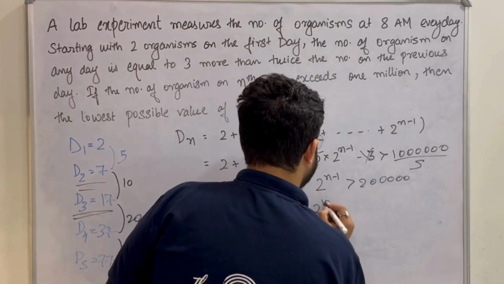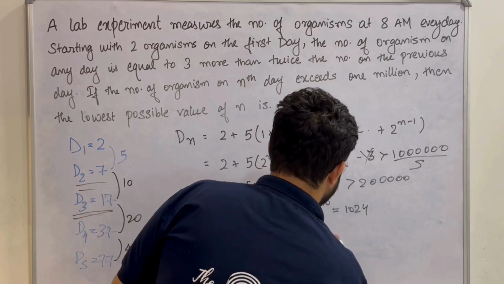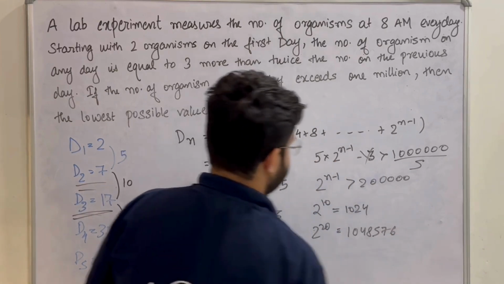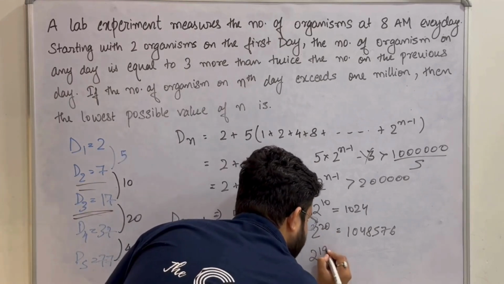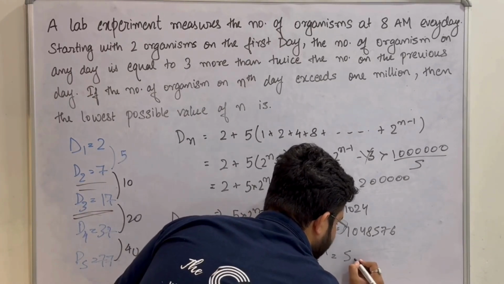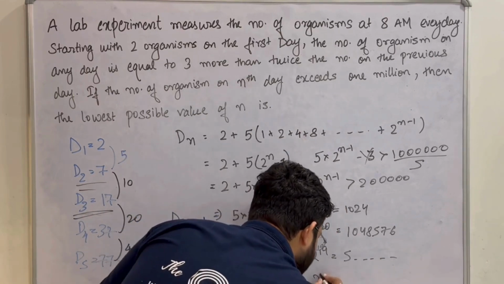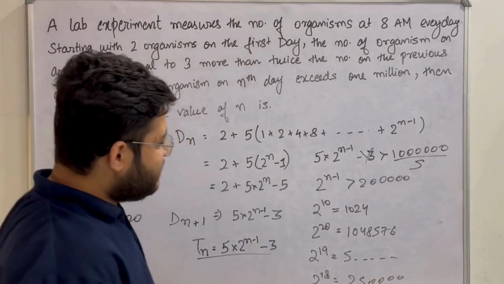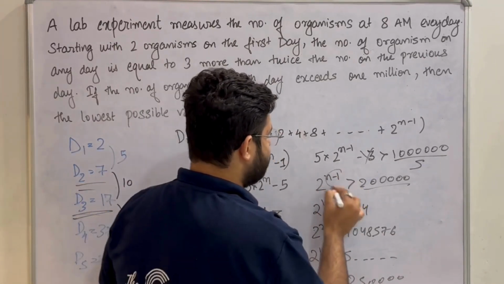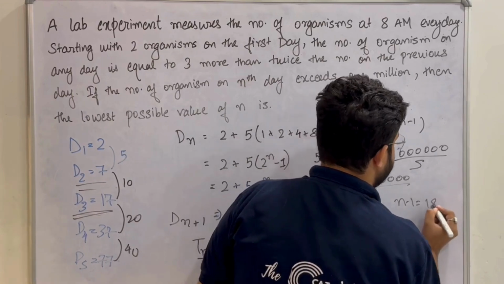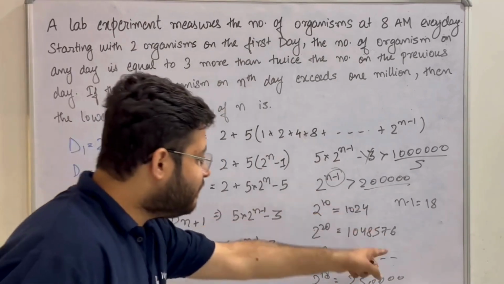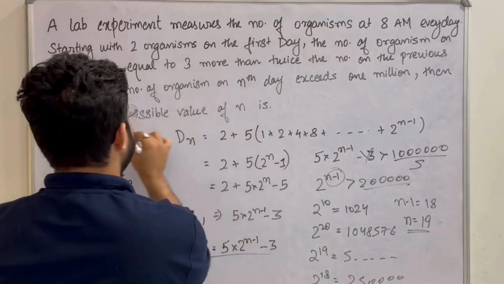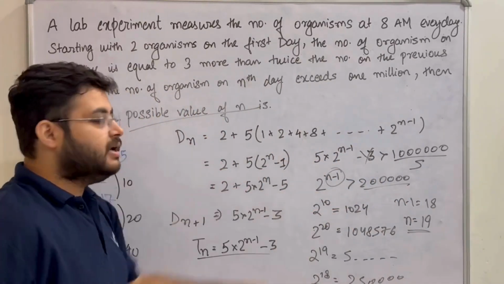Okay, if you see, 2 power 10 is equal to 1024. 2 power 20 is 1,048,576. That simply means that my 2 power 19 would be somewhere around more than 500,000, and my 2 power 18 would be close to 250,000, somewhere close to that, right? That means if I need a value more than 200,000, this n minus 1 has to be equal to 18, because 2 to the power 18 is just above 200,000. That simply means that my n value is turning out to be equal to 19. So the minimum possible value of n when it crosses 1 million is going to be 19.